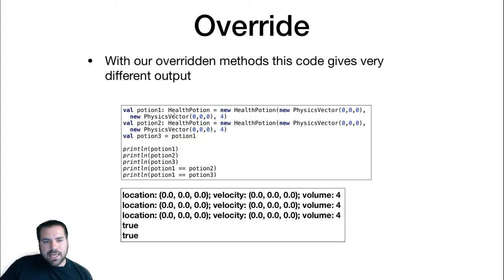Now, this same exact code that we saw earlier has very different functionality, very different behavior. Printing out the potions gives us some more meaningful information about them. And comparing the potions is going to compare them by volume, not by reference. So both of these are going to be true since these two potions have the same volume of 4.